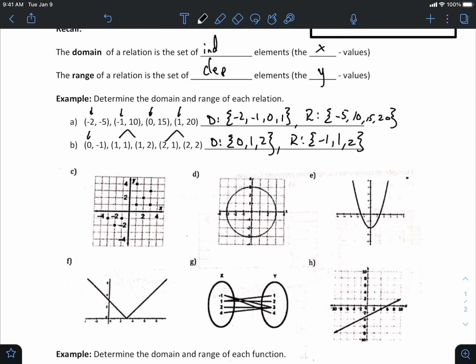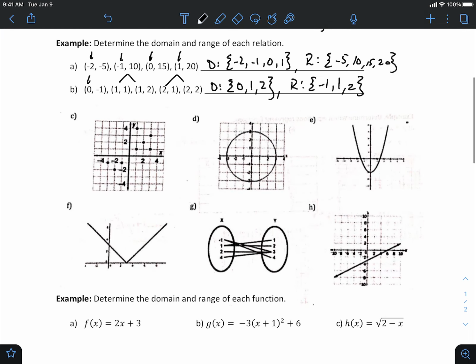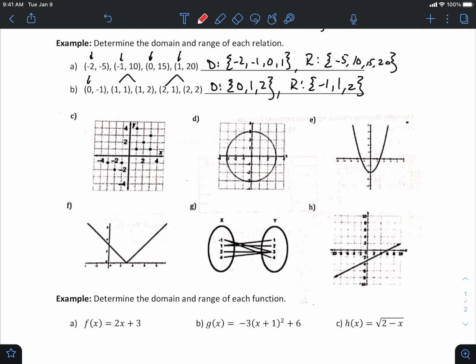Now, if I have a series of points, like what I have here on the grid, same idea. You could take all those points and write them in a list and then just state whatever the domain is, state whatever the range is, same thing. Where things get a little bit more interesting is D, E, F, and H. So C is very much a continuation of A and B, with the exception that the points are not listed for you. So you're just going to look at them and read off the domain. And maybe I'll start doing this in red, just to denote the difference between the x and y values.